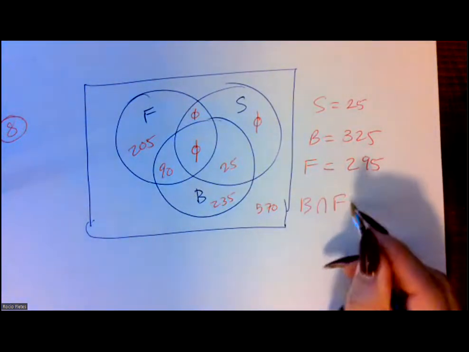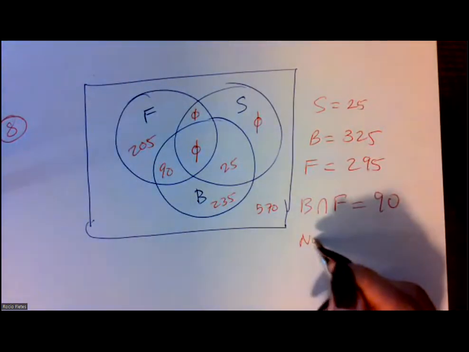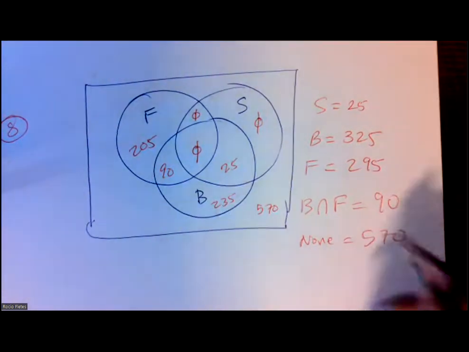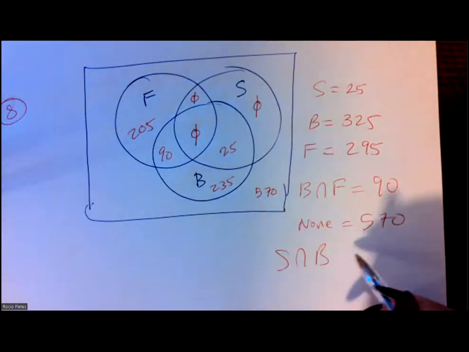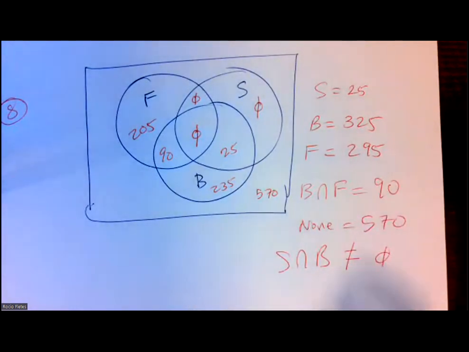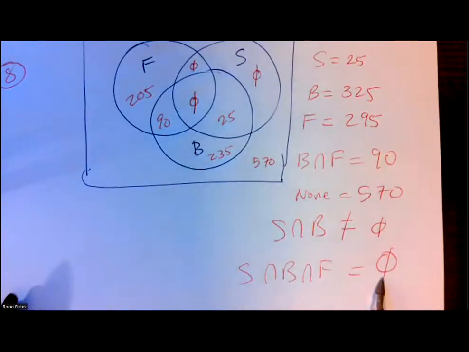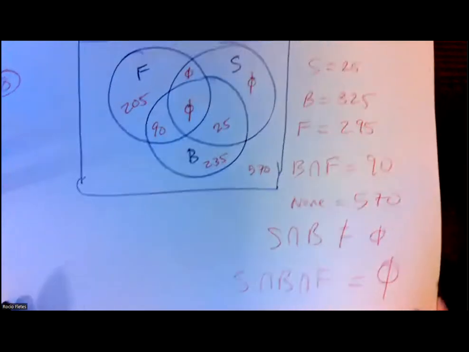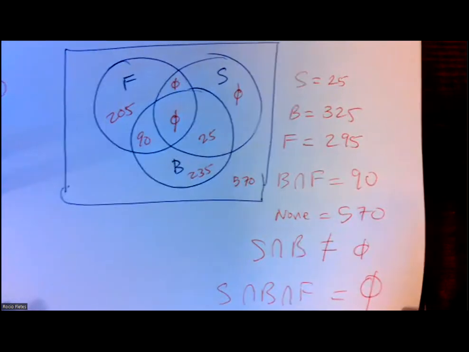B and F have 90 elements in common. None equals 570. S and B are not empty, so they have some elements. And the overlap of all three is empty, but not S and B. And so that's the right Venn diagram. So here it is. That's number 8.